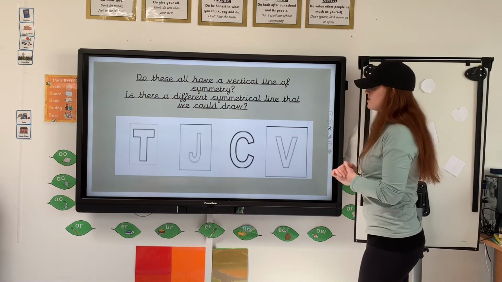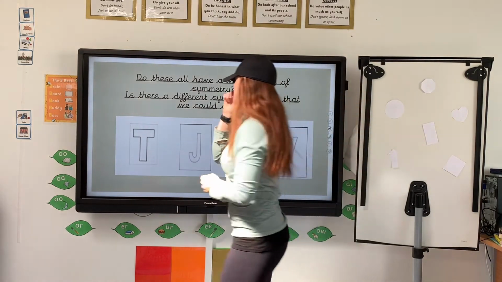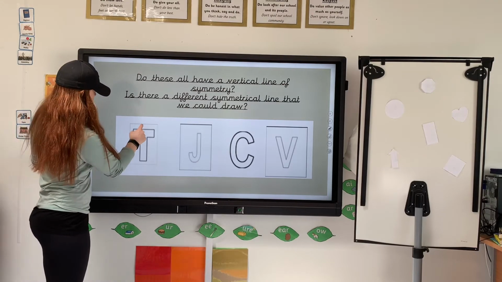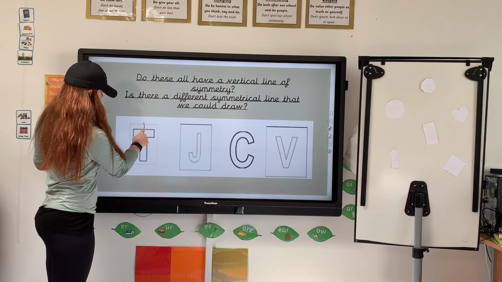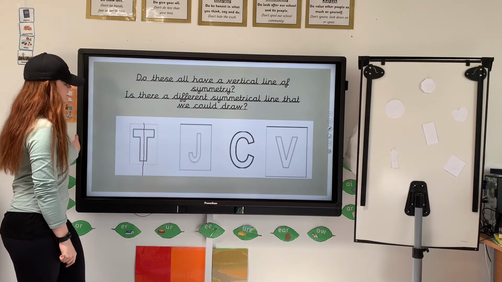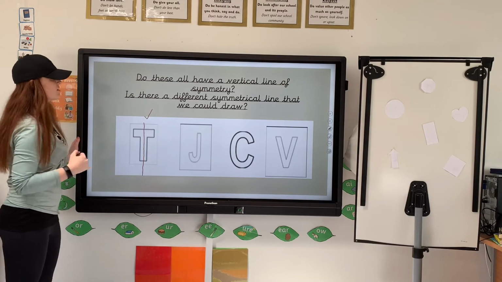So if I take my pen, we're going to have a look at vertical and horizontal symmetry and take each letter at a time. So if we start with the T, we'll try vertical, so from top to bottom. So you can see here that this half is exactly the same as this half. So this one does have vertical symmetry.